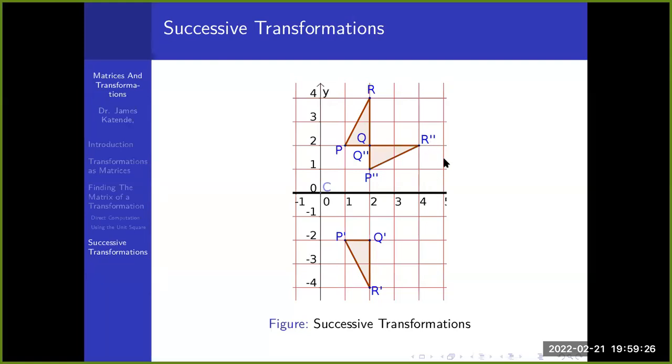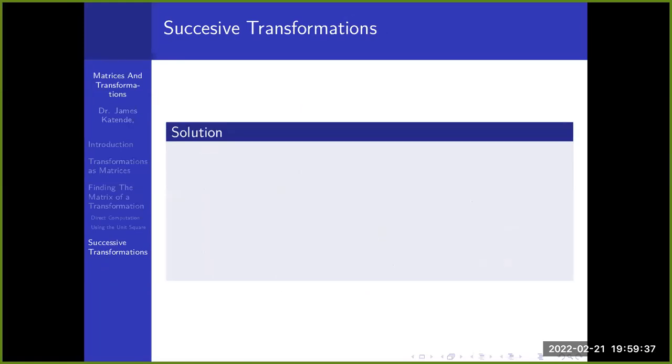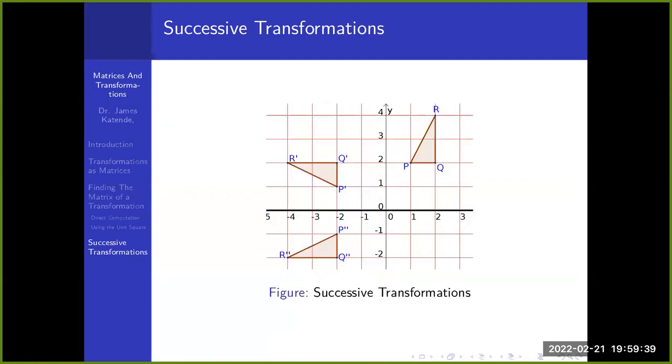So you can see clearly that the final image under this order is different. When you have T followed by U, that's what you get. When you have U followed by T, this is what you get. So the order of transformation makes a difference.